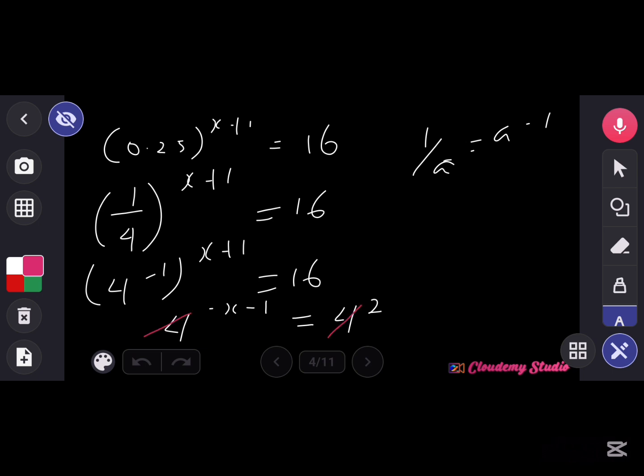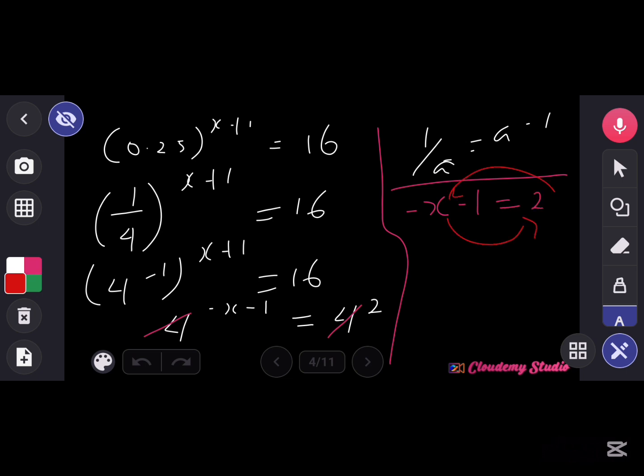Therefore, 4 will cancel 4. I'll be left with what? We'll be left with minus x minus 1 equals 2. Making x the subject of the formula, taking x back here and bringing it to here. Therefore, we'll be left with what? x equals minus 1 minus 2. And that is equals to what? That's x equals minus 3. And that is our answer.